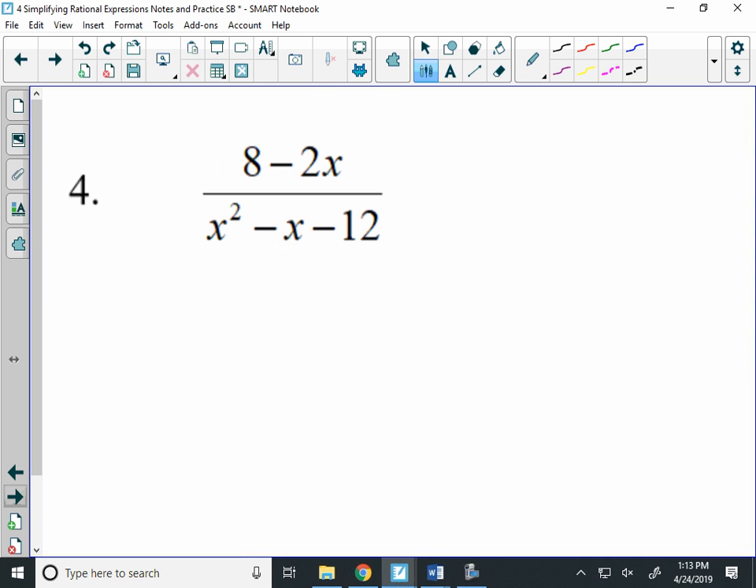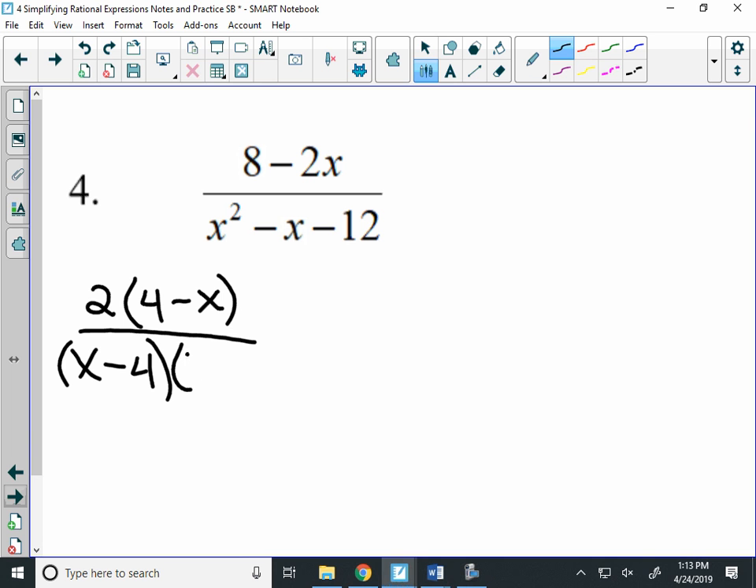Okay, let's look at number 4. 8 minus 2x over x squared minus x minus 12. What can I pull out of the numerator? A 2. So if I pull a 2 out, I'm left with 4 minus x. And I have to factor two numbers that multiply to negative 12 and add to negative 1. Yeah, negative 4 and positive 3. Now, can I cancel anything? No. Ooh, look at these. These are close, but they're not the same because this 4 minus x could be rewritten as negative x plus 4, which is really close to what I have.